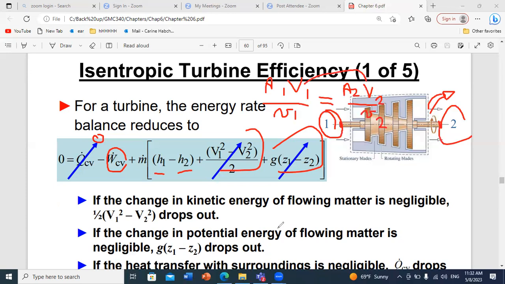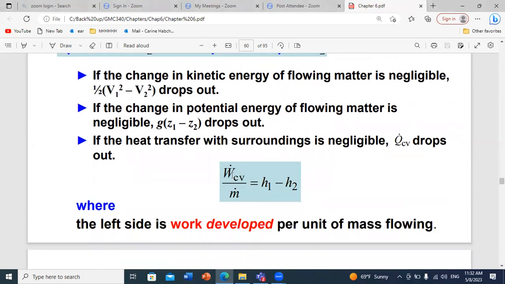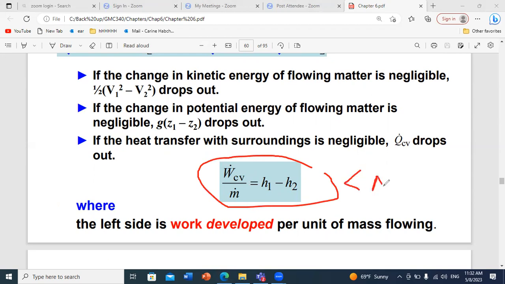And in case they told you neglect kinetic and potential energy, you can then simplify these terms. But if they don't tell you to neglect them and you have information to calculate velocities, you should calculate them, as in the exam. So here, when you drop these terms, you get that W dot turbine over m dot is equal to h1 minus h2. And this is the general case. It can be reversible, it can be irreversible. If it is irreversible, we'll see that delta h will be smaller than delta h of the reversible process.